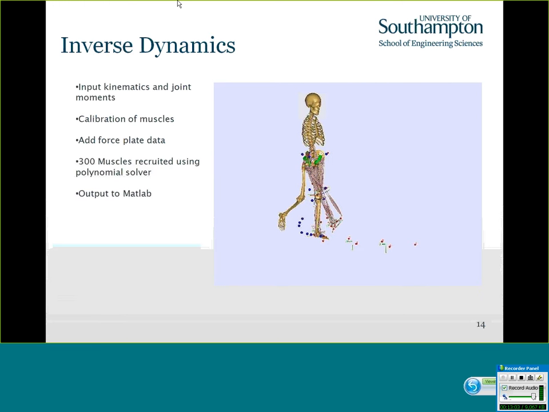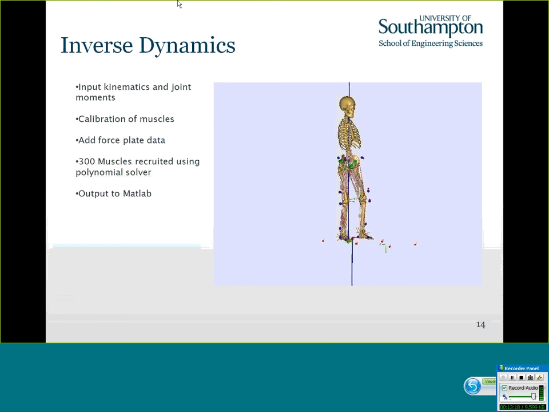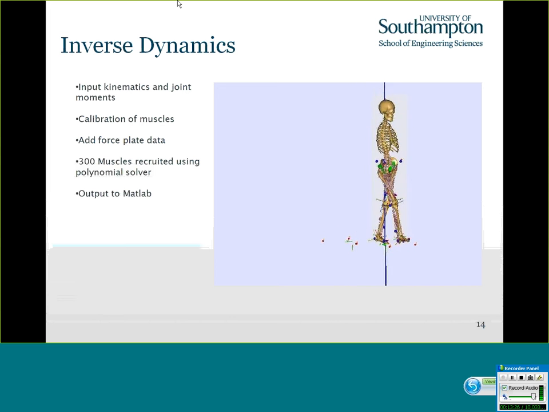And now we come to run our inverse dynamics, which I'm sure you're all familiar with, where we're inputting our optimized kinematics. We then run the full calibration on the muscles. And now in AnyBody, you have an automated script for adding force-plate data, so that's directly taken from C3D and added to the inverse dynamic model.